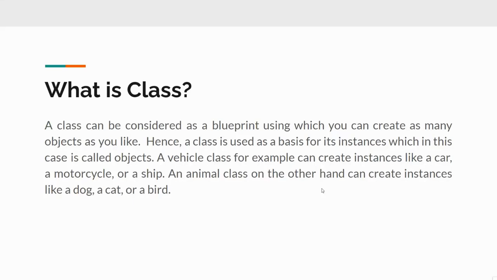Remember, a car, a motorcycle, and a ship. Okay? These three are all vehicles. So si vehicle ang class. Kaya siya man ang blueprint. Siya ang main, kumbaga. Okay? Whereas, another example, an animal class, on the other hand, can create instances like a dog, a cat, or a bird.